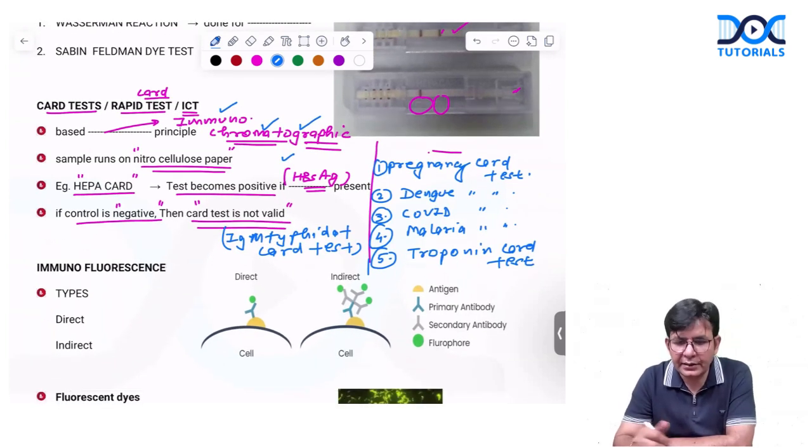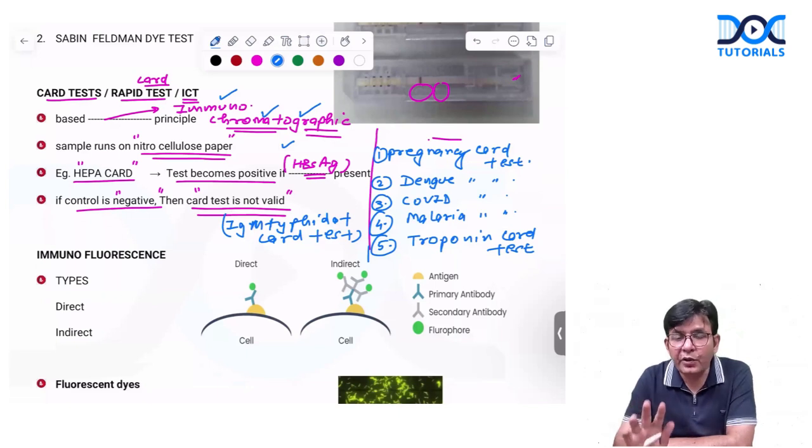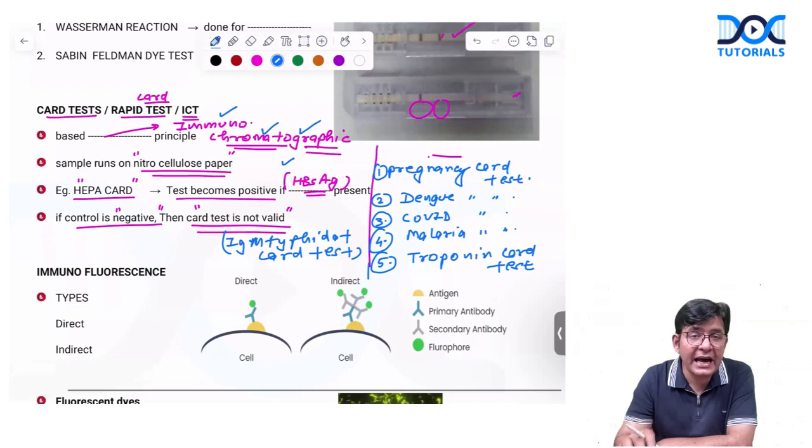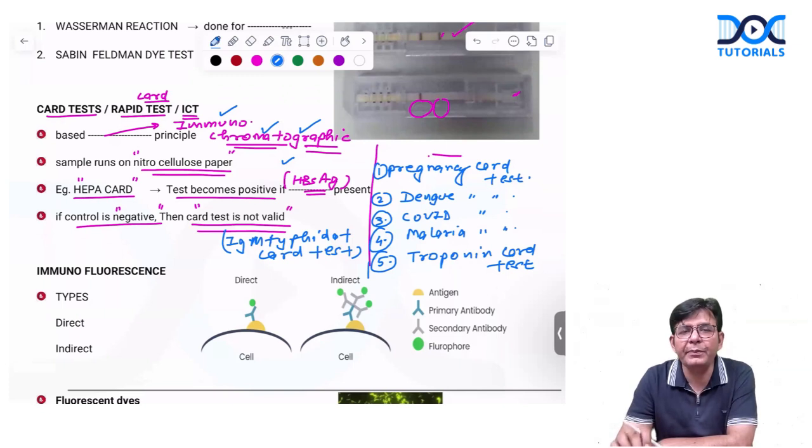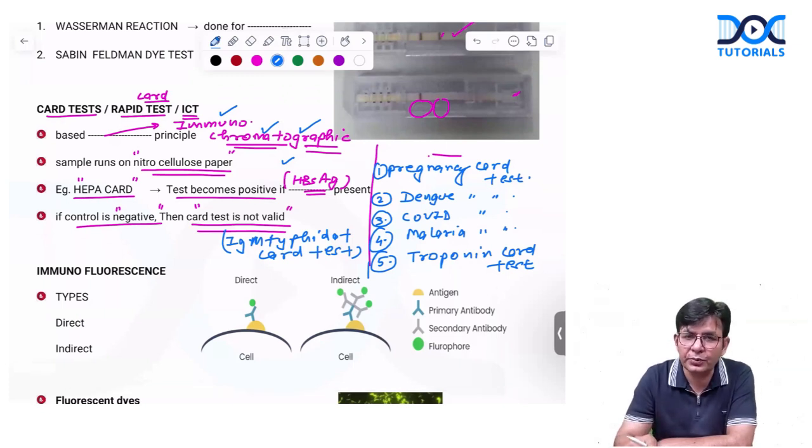And these are based on the same principle, that is antigen antibody interactions. The sample travels up on this particular paper, and the control of this particular card should always come positive because it is tagged with the required antibodies or antigen in such a way that it will be positive even if you run water also. So this is the basis of the various card tests. I suppose you have understood. And this is a question also, the second one, a 2 marks or 3 marks question. So you can answer properly. So thank you.